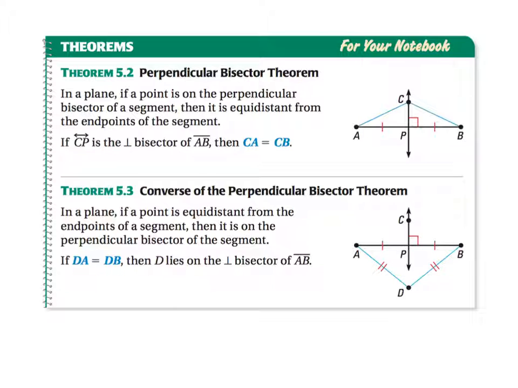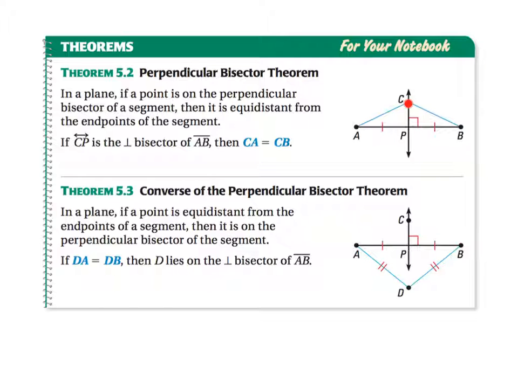And here's that theorem, 5.2, the perpendicular bisector theorem. In a plane, which remember is just a flat surface, if a point is on the perpendicular bisector of a segment, then it is equidistant from the endpoints of the segment. So if you're looking at the diagram, this would be the perpendicular bisector of segment AB because it is intersecting segment AB at its midpoint, cutting it into two congruent segments, and it is also perpendicular to the segment at that point. So therefore, any point on this line is equidistant to the segment's endpoints that it is bisecting.